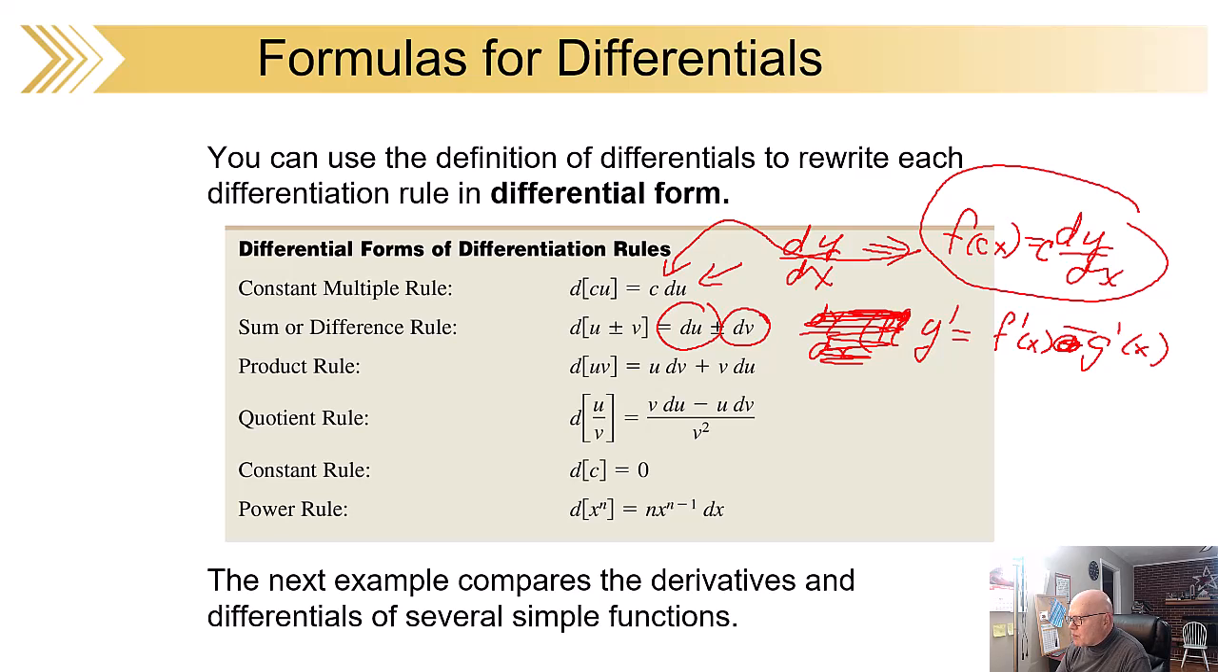Next one, this is the product rule. It should look familiar. If you've got two functions like this, where y equals f of x times g of x. Remember, you had f of x times g prime of x plus f prime of x g of x. Compare that with this. Here's one function, here's the other function. Each is multiplied times the derivative of the other one. Well, now it's, instead of derivatives, it's differentials.